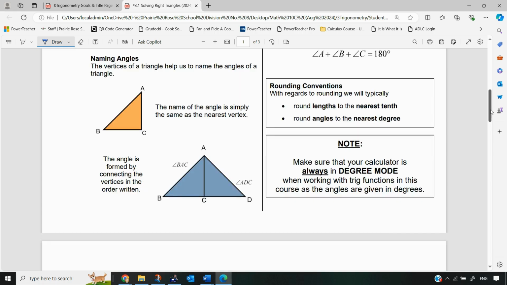The vertices of a triangle can help us to name the angles of a triangle. One way to do this is just to name the angle that is closest to the vertex. So we could call this angle A or angle B. We can also connect the vertices in a specific order, and that would also tell us our angle. So if I label angle BAC, that means I'm going from point B to point A to point C. So my angle would be right here. So this would also be angle A. Sometimes we need to do that when we have multiple triangles put together, because if I just say angle A, I don't know if I'm referring to angle BAC or angle BAD.